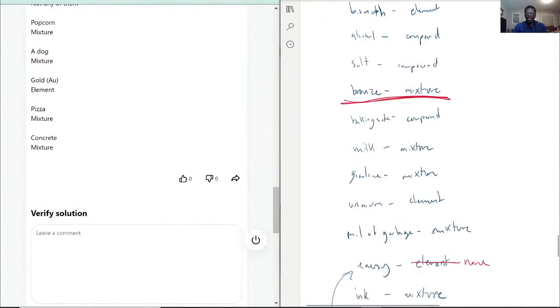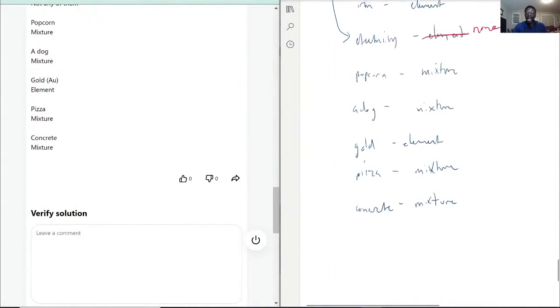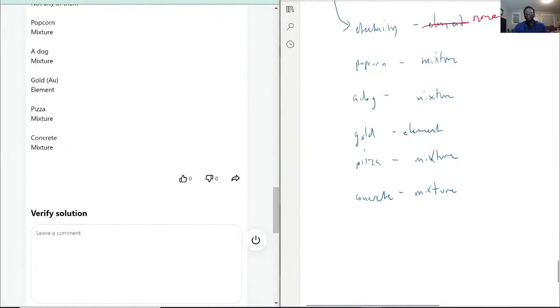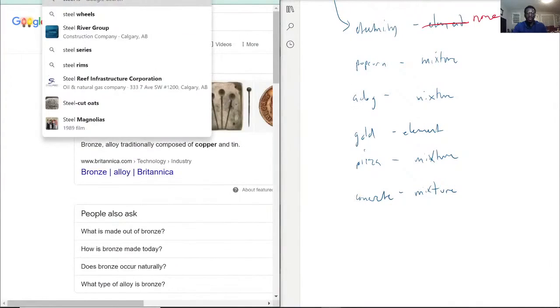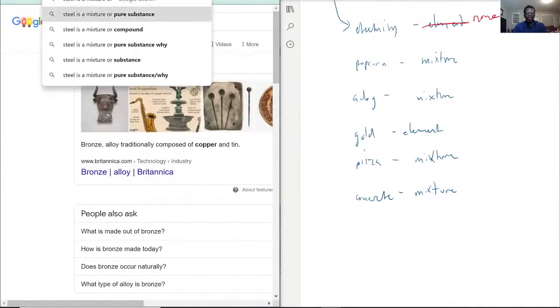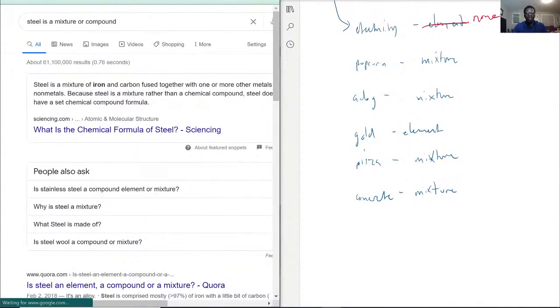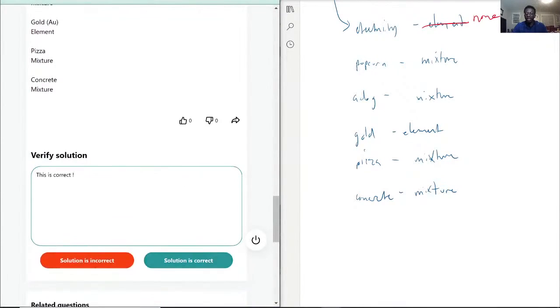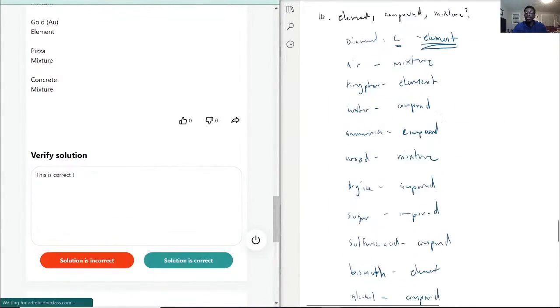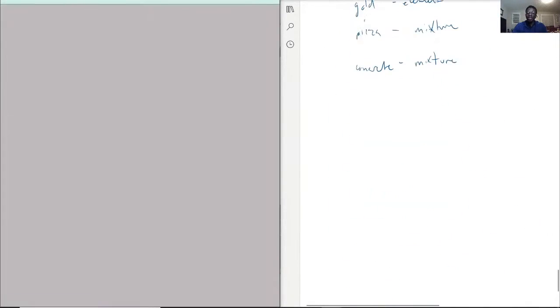Okay, so we're kind of on the same page for everything, but remember that alloys, like bronze, and even a good example of an alloy is steel. Steel is an alloy, okay, and steel is a mixture or compound. You should see that steel is a mixture. Yep, steel is a mixture of iron and carbon fused together. So in fact, it's not even the alloy because it actually has carbon in it, but still a mixture. This is correct. More correct than mine, that's for sure. We gave it our best shot. Let's move on to question 11.